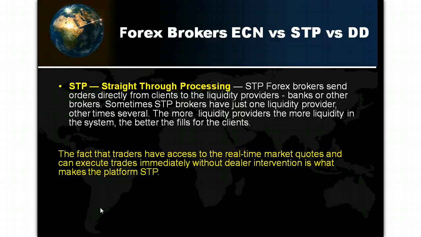STP, which is known as straight through processing, are brokers that send the orders directly from the clients to the liquidity providers, the banks, or other brokers. Sometimes STP brokers have just one liquidity provider, or they may have several. The more liquidity providers they have, the better it is for everyone. They can then offer tighter spreads, better fills, and faster execution for the clients.